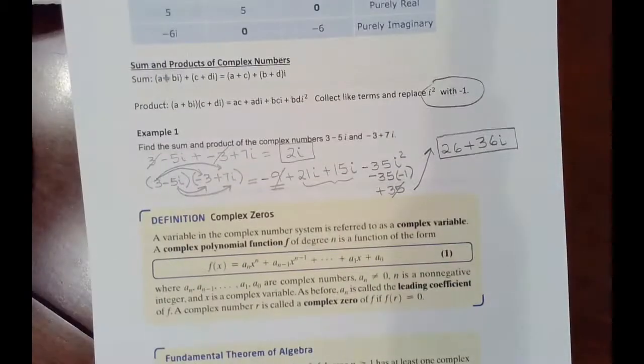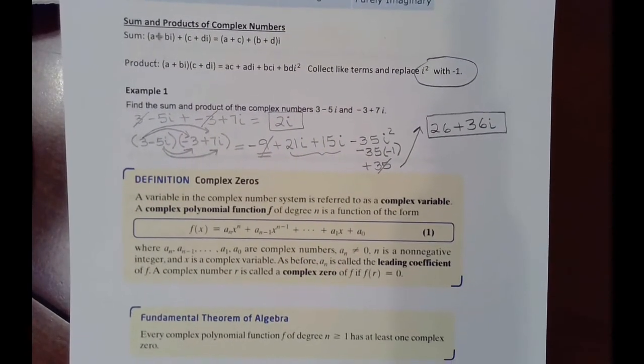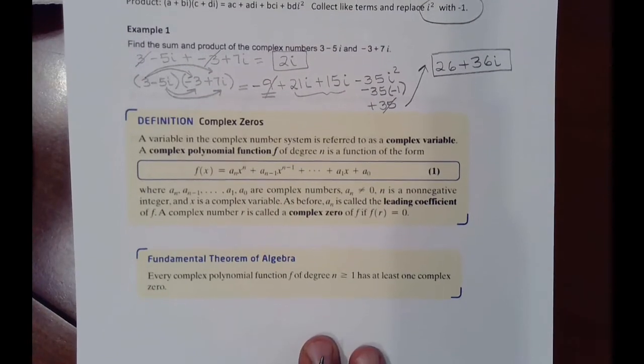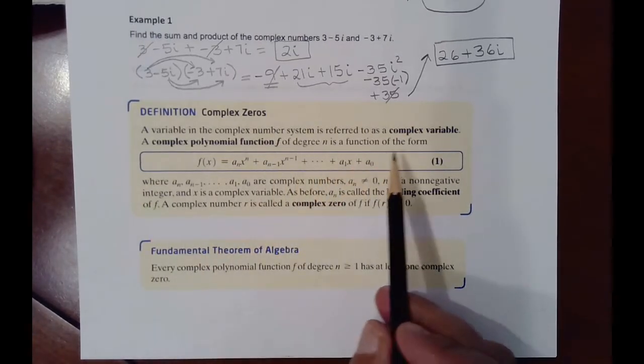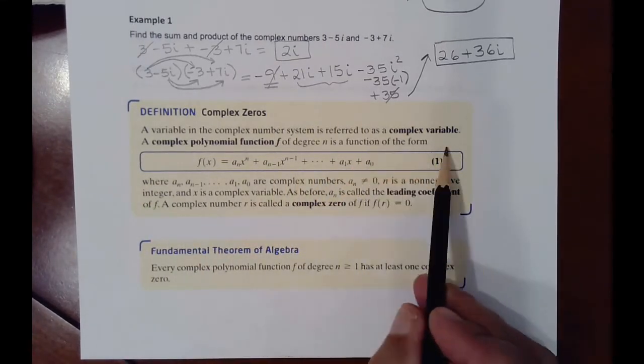Okay, moving to the next example, we're going to look at a couple of theorems before we do so. I wanted to let you look at the definition of complex zeros. Remember, zeros are solutions for an equation. So when we use the word zeros, think of the fact that you are finding solutions. And we are specifically talking about in this section how to find zeros of a complex nature. So a variable in the complex number system is referred to as a complex variable.